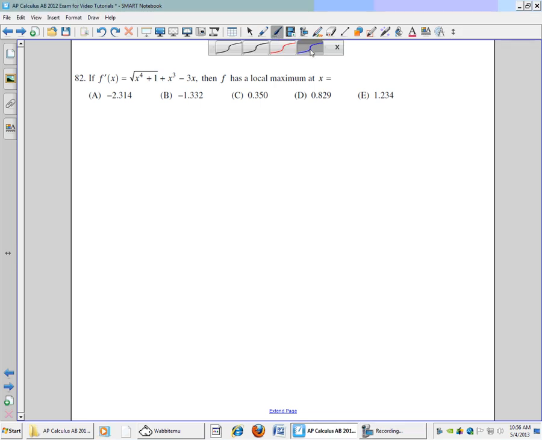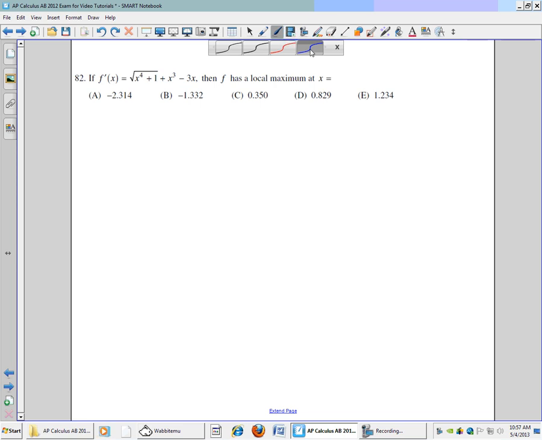This is problem number 82 of the 2012 AP Calculus exam. If f prime of x, the first derivative of f of x, is equal to the square root of x to the fourth plus 1 plus x cubed minus 3x, then f has a local maximum at x equals what value?